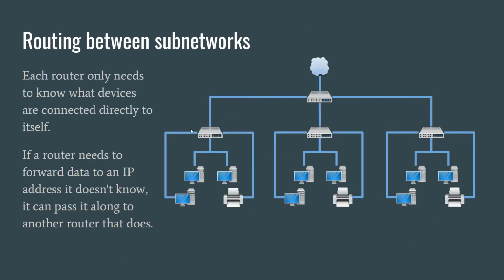All right, so on subnetworks, one of the things that's interesting is that each router only needs to know the devices that are connected directly to itself. And if a router needs to forward data to an IP address that it doesn't know, then all it will do is pass it along to another router, and that will continue until that request gets to a router that knows specifically where that computer is. And it's a little bit more complicated than that, but we can get into that in another video.